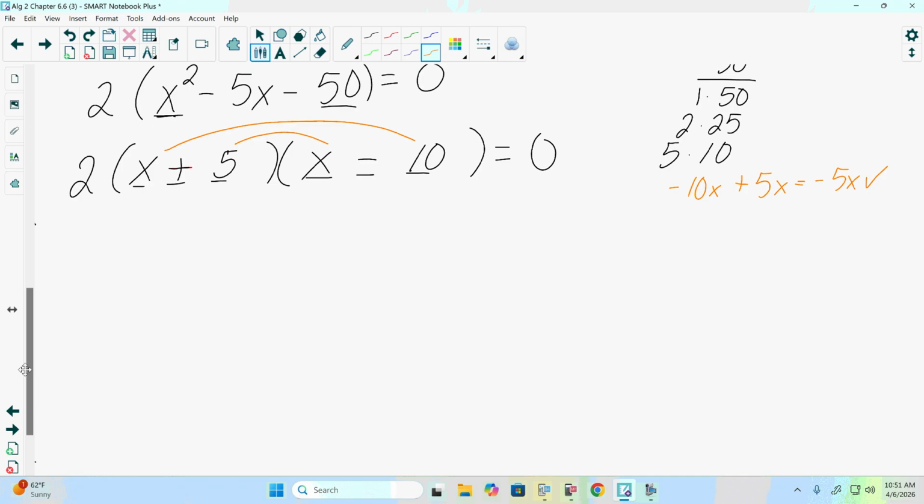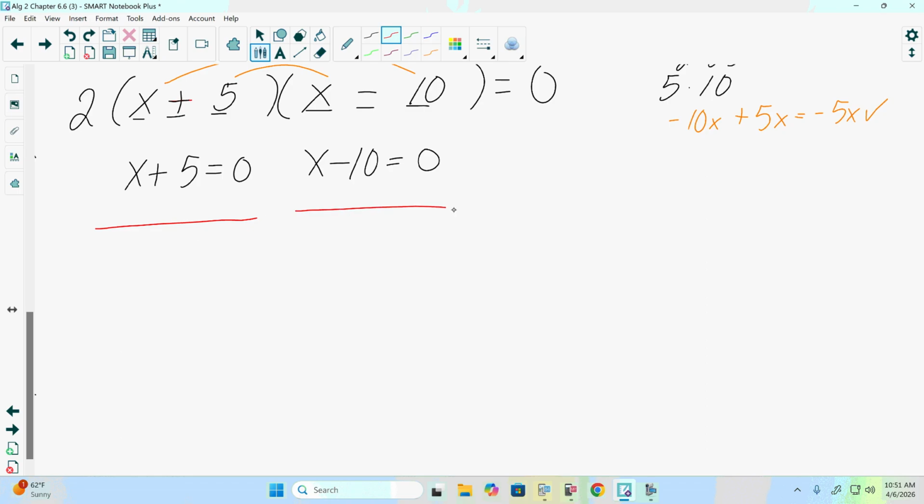We do have 2 or more things multiplied together to equal 0. So according to the zero product property, one of these has to be 0. And our only 2 choices that we have are the x plus 5 and x minus 10. The 2 we can't do anything with. We can't plug anything into it. So we're just focused on these 2 here.